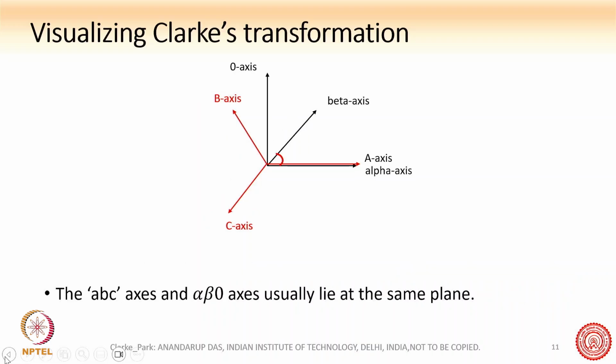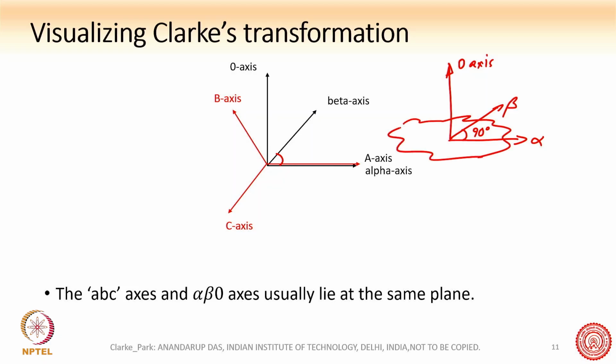So just to summarize, this is the alpha axis and here is the beta axis, and this angle is 90 degrees, and this is the 0 axis which is perpendicular to the plane. This is the plane, so you have to assume a 3-dimensional space. Alpha and beta are on the same plane while 0 is perpendicular to that plane.